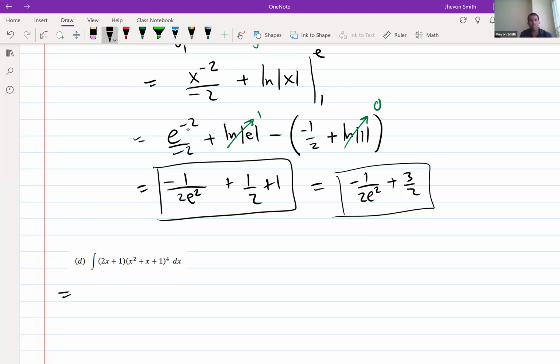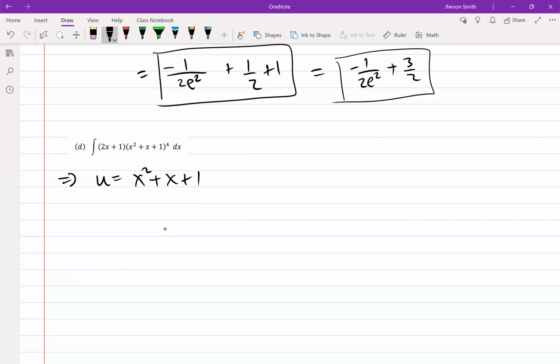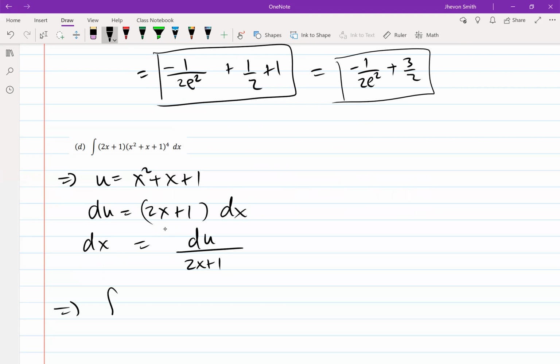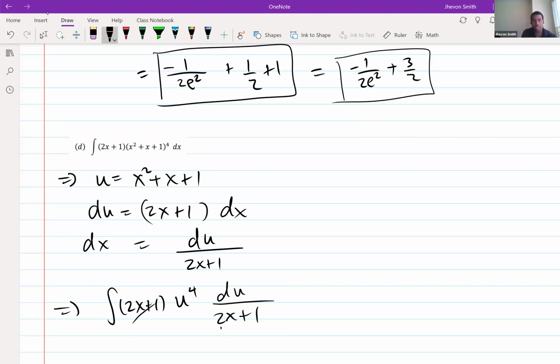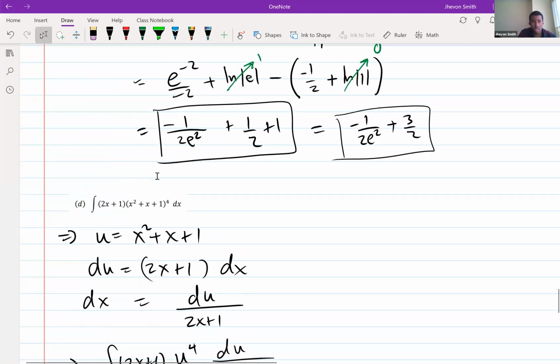Awesome. What about this one? u equals x squared plus x plus 1. Anyway, that would cancel. And you'd have u to the 4th du, u to the 5th over 5 plus c. And our u was x squared plus x plus 1.